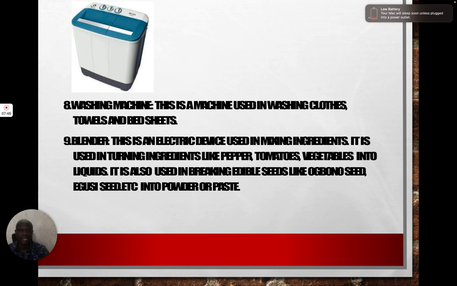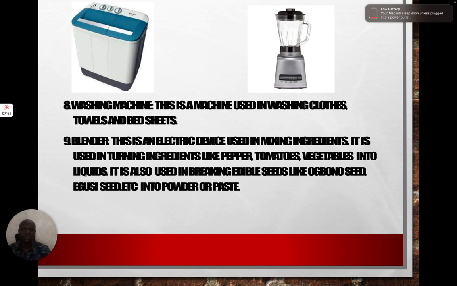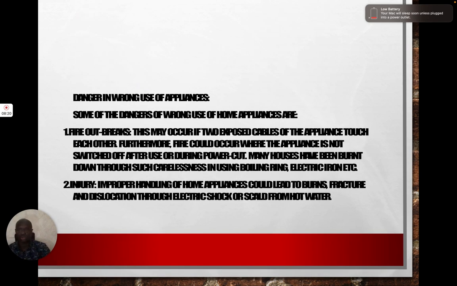Also, blender. We use blender to turn ingredients like pepper, tomatoes, vegetables into liquids. It is also used in breaking edible seeds like ogbono seed, egusi seed, and so on and so forth, into powder or paste to help us cook our meal and enjoy what we do.